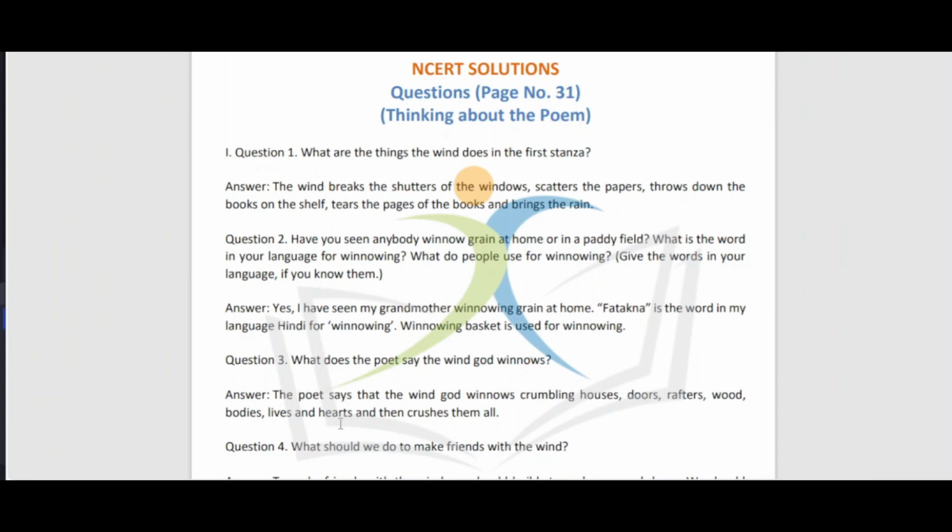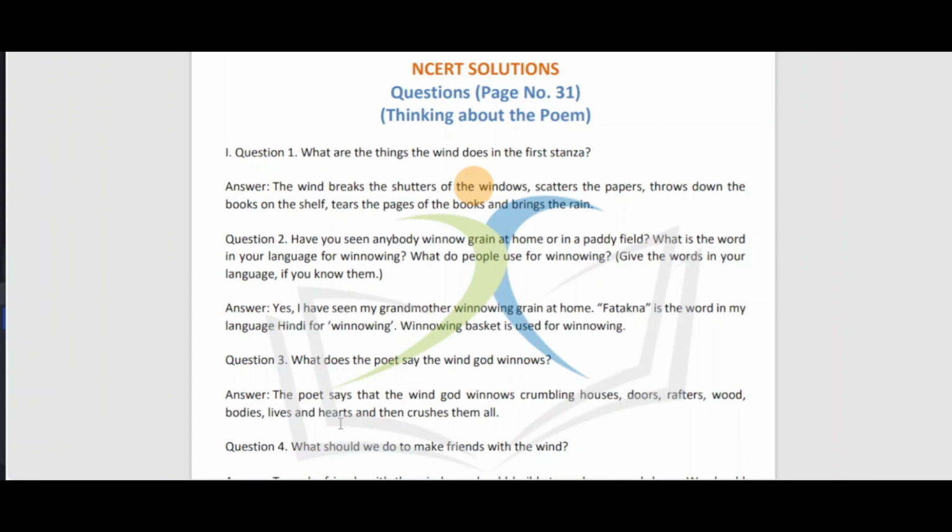Next, repetition. Crumbling is repeated many times to lay emphasis. The poet wants to say that the wind crushes everything that is weak. अब repetition है crumbling word का कि हर एक चीज के साथ हर एक वर्ड के साथ एक crumbling word जो है वो ऐड किया गया था. So that's why we can say that it is a repetition. Next is alliteration. Alliteration में क्या होता है, consonant sounds जो है वो repeat हो जाती हैं. Like wind, winnows, won't.